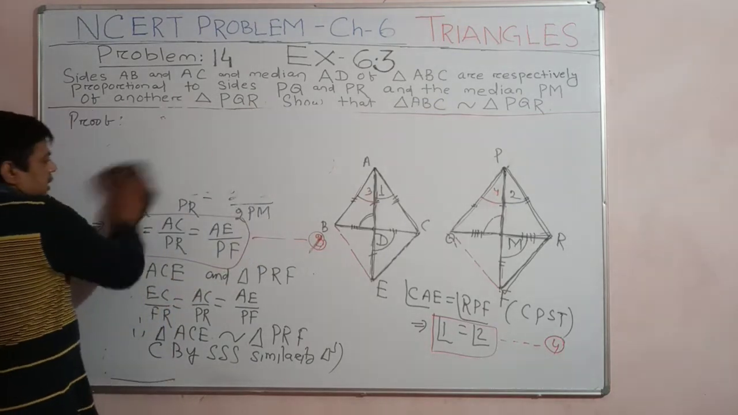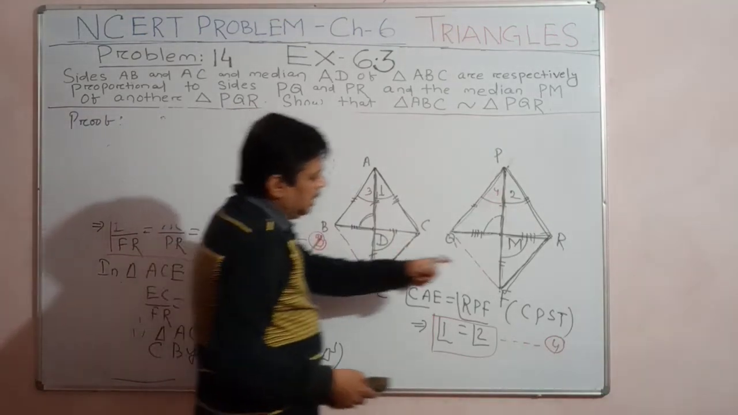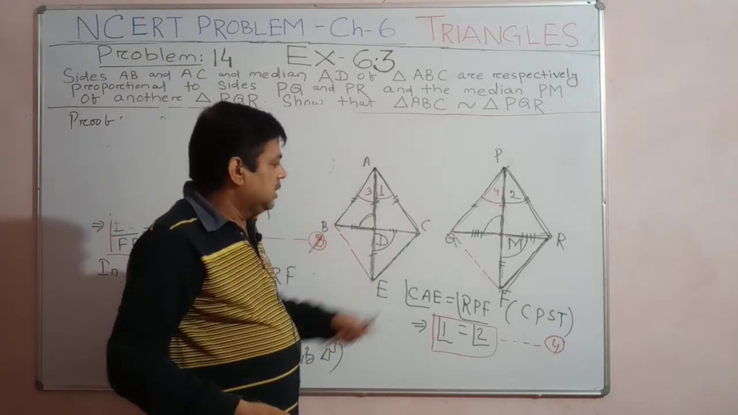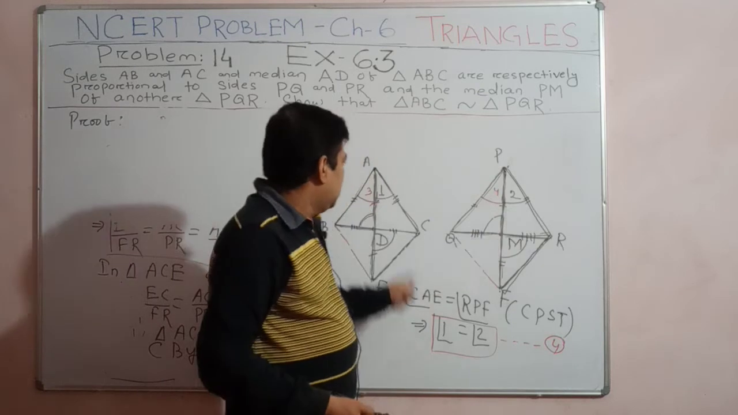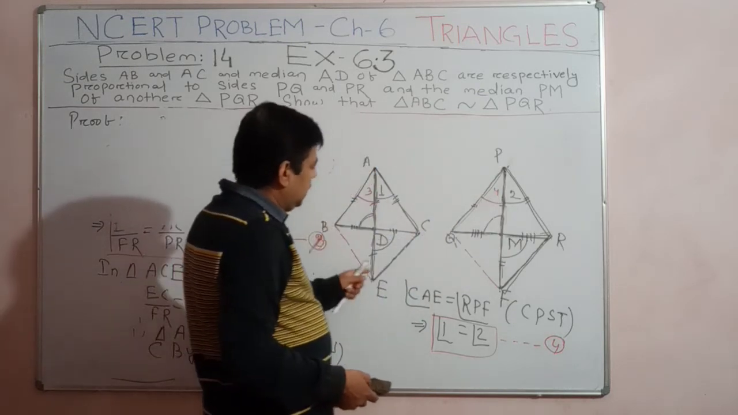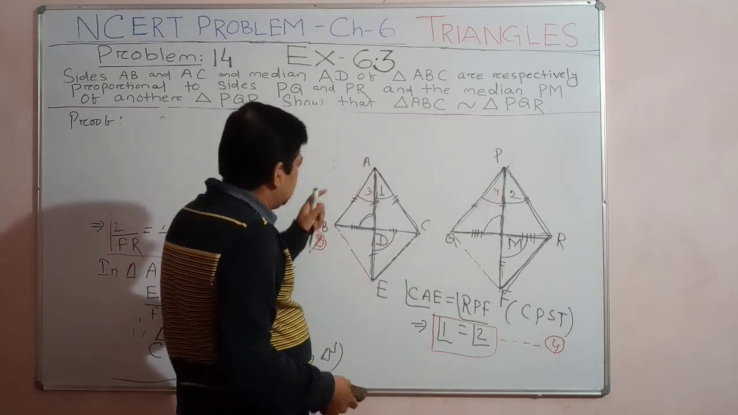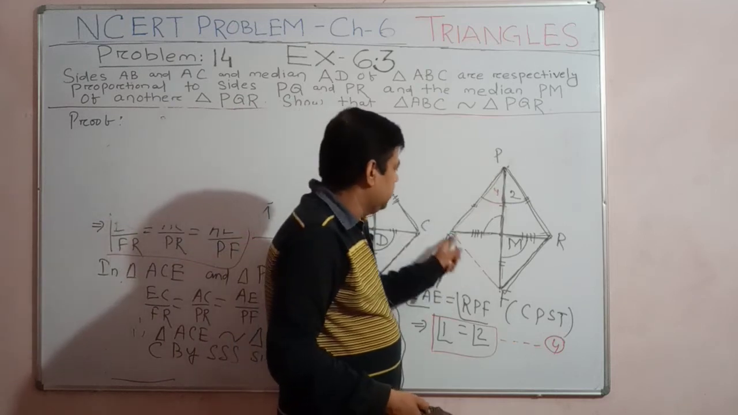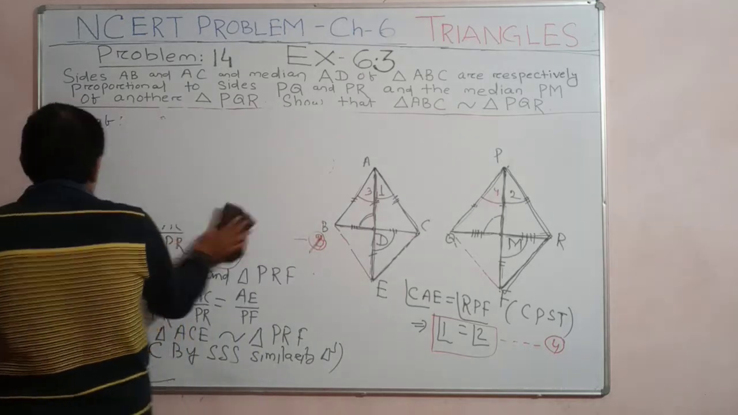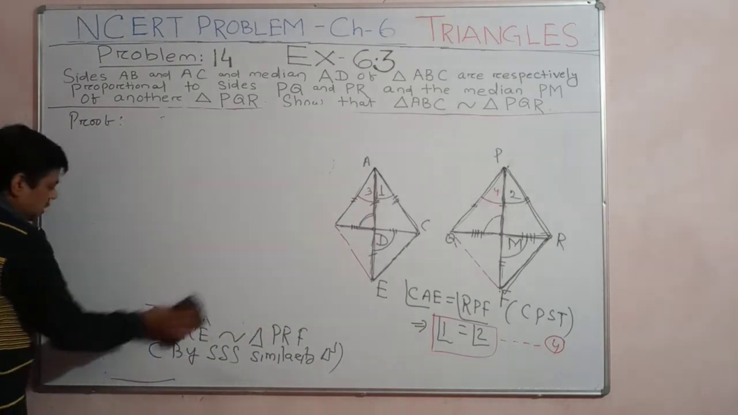By joining CE and RF, as you already proved the triangle AEC similar to triangle PFR and angle 1 is equal to angle 2, in a similar manner by joining BE and QF, you can prove the triangle AEB similar to triangle PFQ. As a result, angle 3 can be equal to angle 4. Yes, so angle 3 is equal to angle 4.